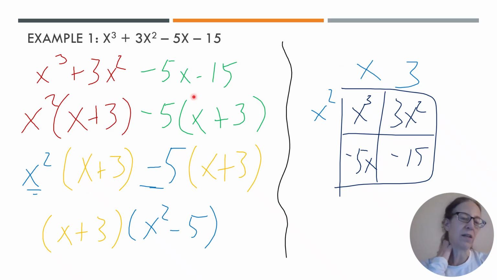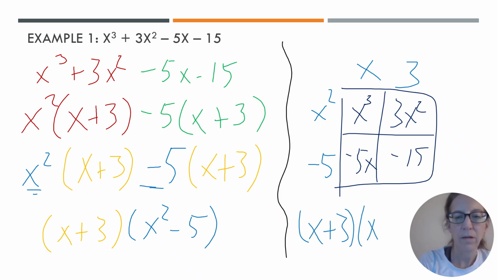Now, where I think this is easier is because over here you have to deal with factoring out of a negative, and that can get weird if one of them is a minus and one's a plus. But with this model, you can just do the multiplication. So x times what gives you negative 5x? Well, that would be negative 5, and then just double check the negative 5 times 3 is negative 15, and there are your two factors. There's the x plus 3, and there's the x squared minus 5.